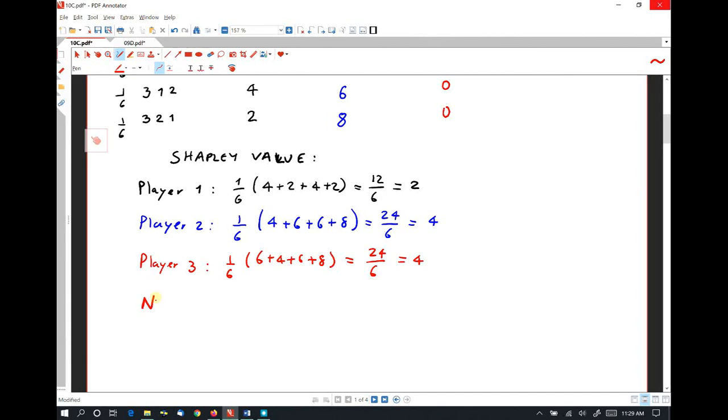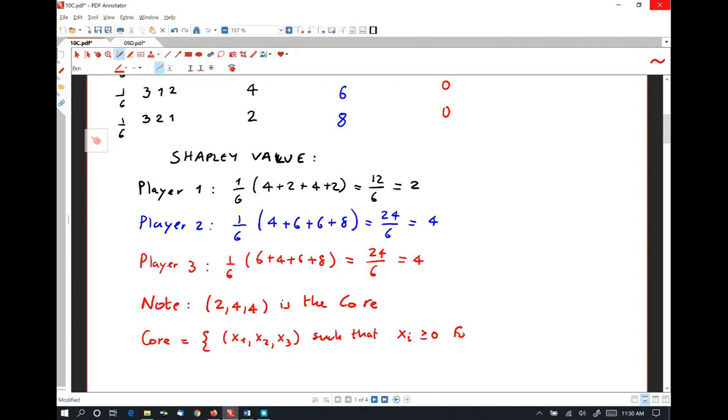Note that this imputation 2, 4, 4 is in the core, because the core is the set of imputations x1, x2, x3, such that xi is greater than or equal to 0 for all i, then x1 plus x2 greater than or equal to 4, x1 plus x3 greater than or equal to 4, x2 plus x3 greater than or equal to 8, and x1 plus x2 plus x3 equal to 10.